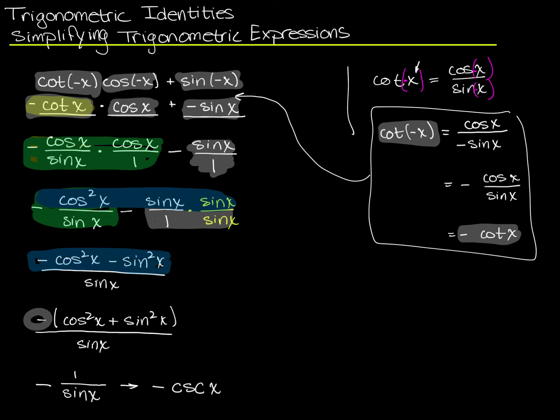In the next one, I just factored out the negative. And in the next one, I recognized that cosine squared plus sine squared was 1. And in the last step, I changed 1 over sine to cosecant. So each step is a copy of the step above it with a change or 2 or 3.